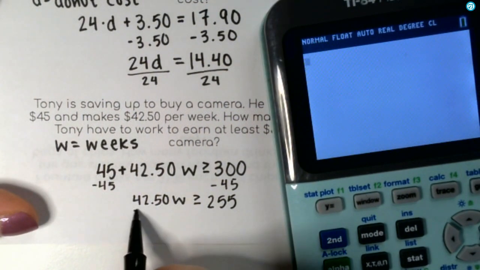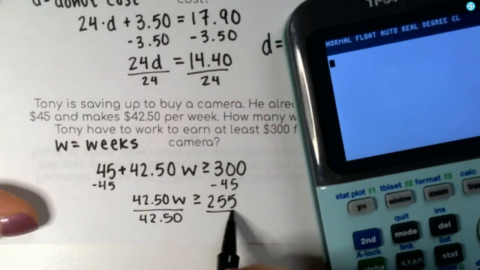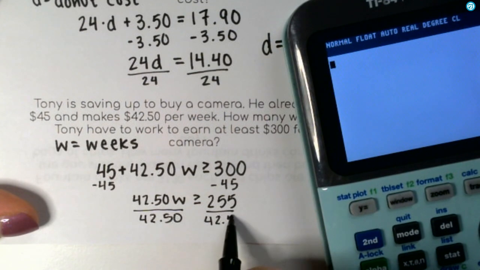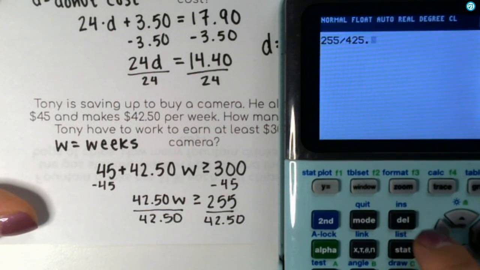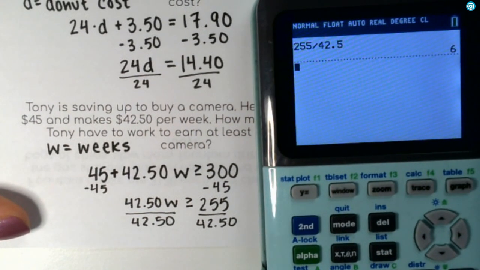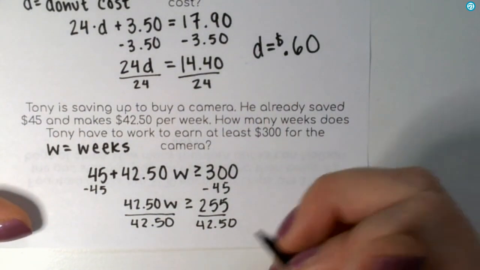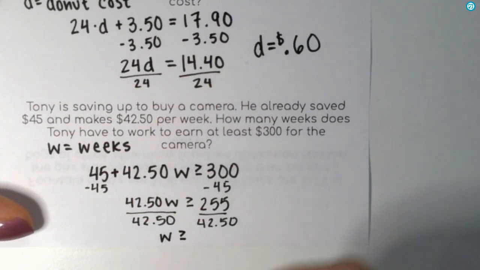And I'm going to divide both sides by 42.50. $255 divided by that 42.50. I put my decimal in the wrong spot. Tells us that he needs to work for 6 weeks. So our answer is W is greater than or equal to 6 weeks.